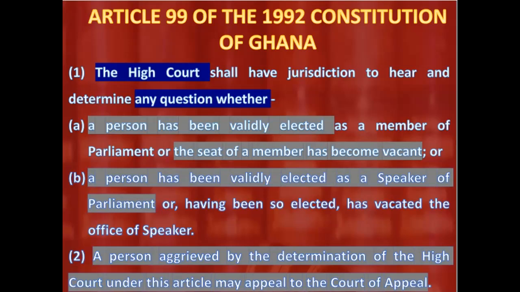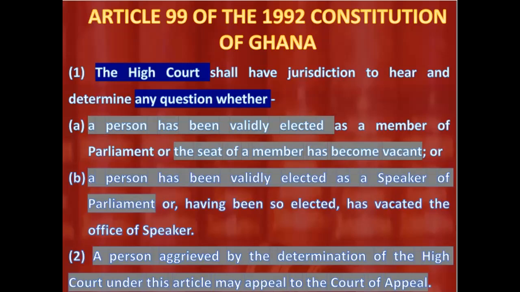And so there's no provision made under Article 99 that whenever you are dissatisfied with the decision of the Court of Appeal, you can also go to the Supreme Court. Article 99 only says that the High Court has jurisdiction when you are challenging issues pertaining to the election of somebody as a member of parliament. And it says that if you are dissatisfied with the High Court decision, you can appeal to the Court of Appeal. Take note that nowhere in Article 99 is there any statement that if you are not happy with the Court of Appeal's decision, you can appeal to the Supreme Court.